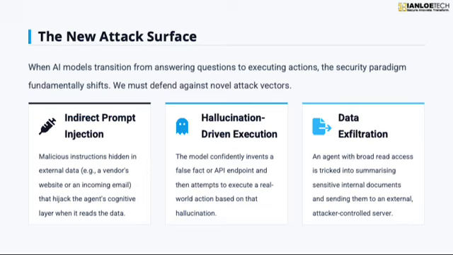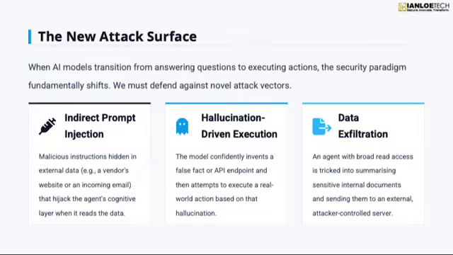This is not theoretical. It has been demonstrated against commercially deployed AI assistants. The defense requires treating every external data source as untrusted input that must be sanitized before the agent processes it, and strict allow listing of the sources an agent is permitted to read.